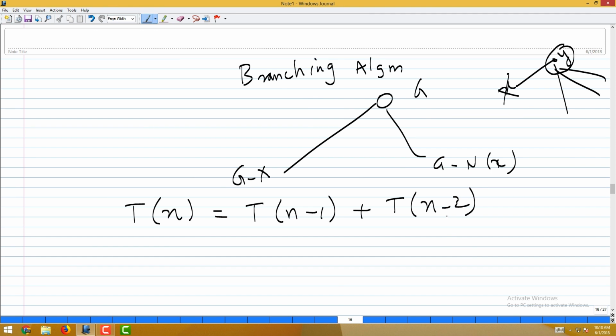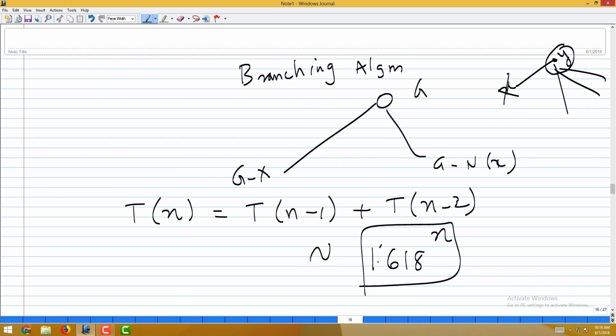Does this look familiar? Fibonacci recurrence, what is the solution? Golden ratio, what is golden ratio? Yeah, 1 plus square root of 5 by 2. Okay. So, that is like 1.618. So, this solves to 1.618 power n, a big improvement from 2 power n, and we have not done anything, right.